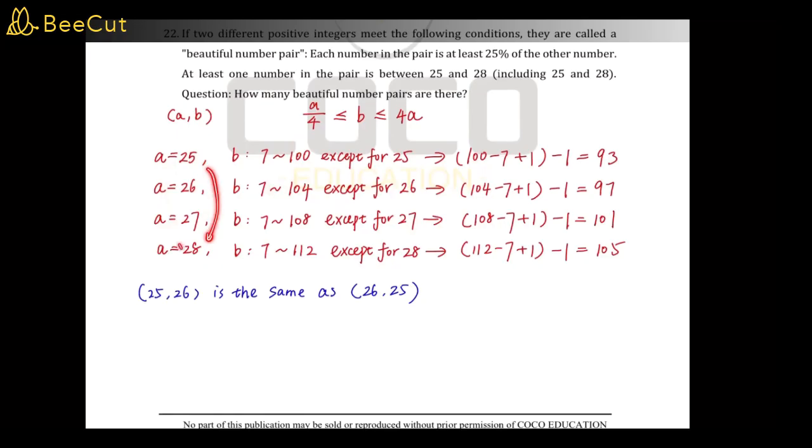25, 28 is the same as 28, 25. Then 26, 27, 26, 28, 27, 28. So you choose any two numbers from here, you get a pair, which is 4C2. So there are 6 pairs that's counted twice. So we need to minus 6. So we use the total 93 plus 97 plus 101 plus 105 minus 6. The answer is 390.